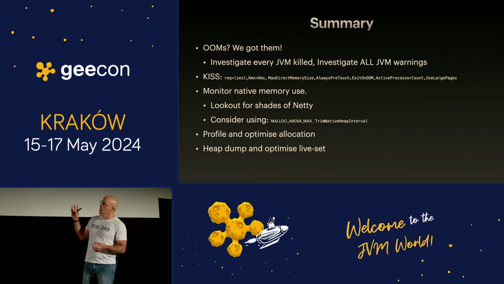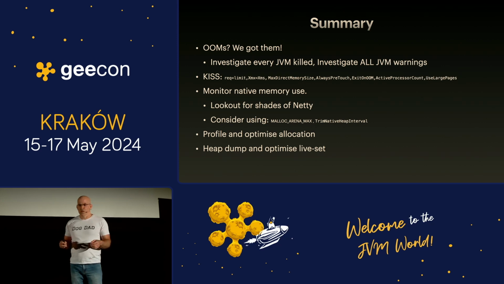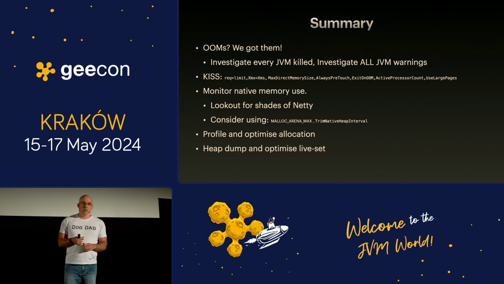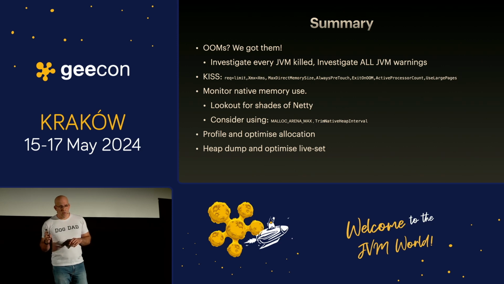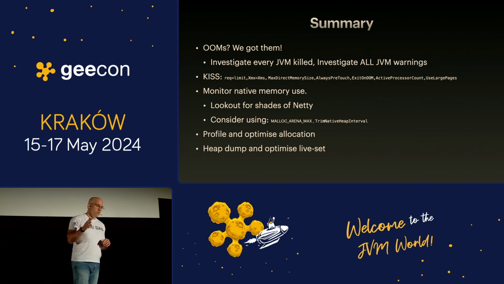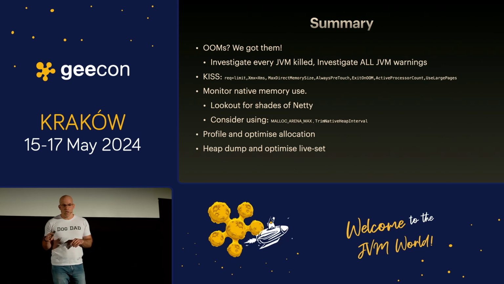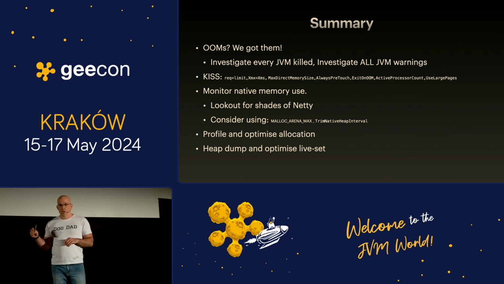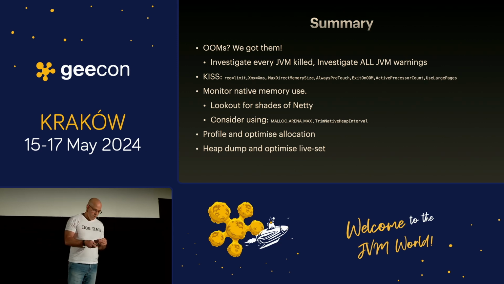Summary, and I know I had to shrink the font to make it fit, but it's really almost everything on one slide. So remember to find things that go out of memory and die, and find out why. Monitor your warnings, all of them. Keep your containers simple. All the options are here. Look at your native memory use, especially Netty, a common kind of culprit in Java applications. And the malloc fragmentation is also another one. Profile, heap dump, and be merry.